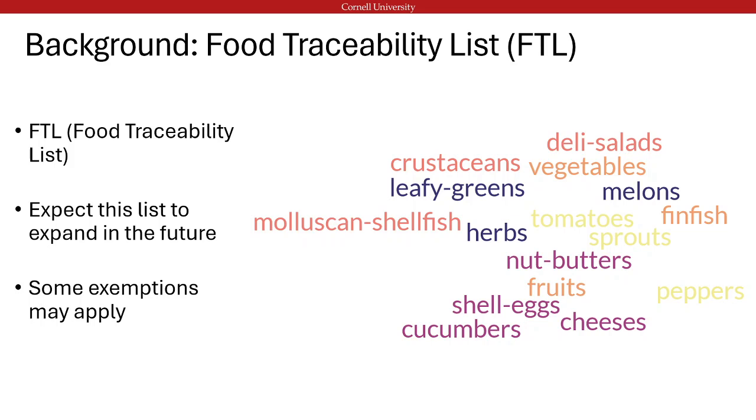So a little bit of background, the food traceability list is a list of these foods that the FDA came up with. You can see some of them here on the right, vegetables, different fruits, some cheeses. And this list is expected to expand in the future. So you can find this list on the FDA's website and check if your products are in the food traceability list, and if they are, then the increased record keeping will apply to you. And be sure to check if any exemptions may apply to your product. Not all vegetables and not all cheeses are on the food traceability list, so you'll want to double check that.